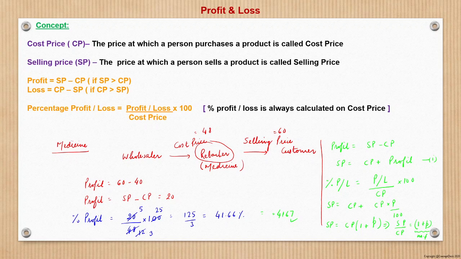And here I have written also what is the definition. Percentage profit is profit upon cost price into 100. So the key point to note here is that percentage profit is always calculated with cost price as base. Why cost price?